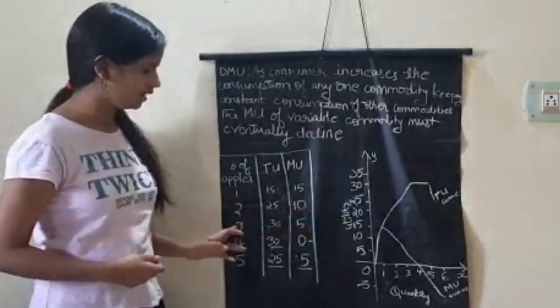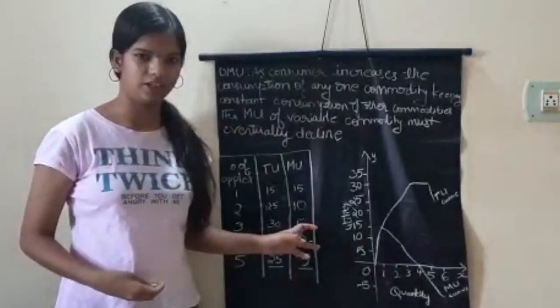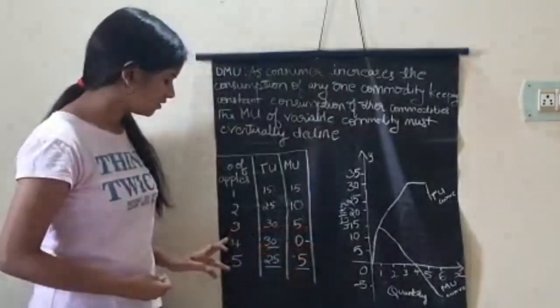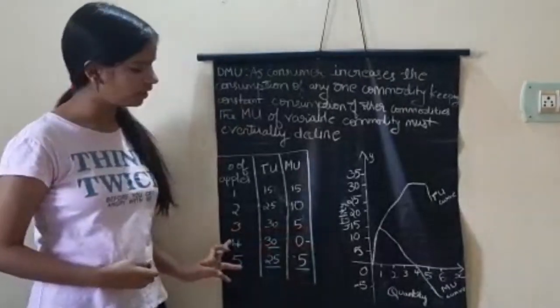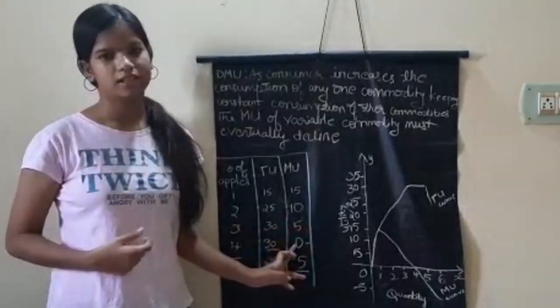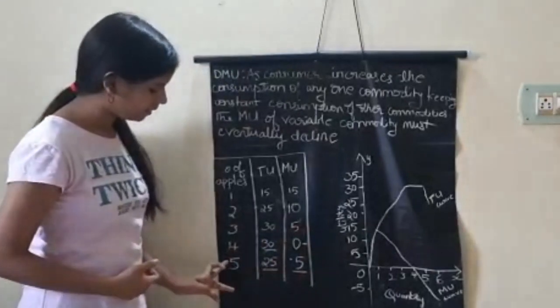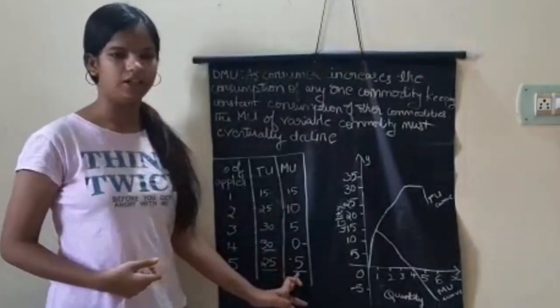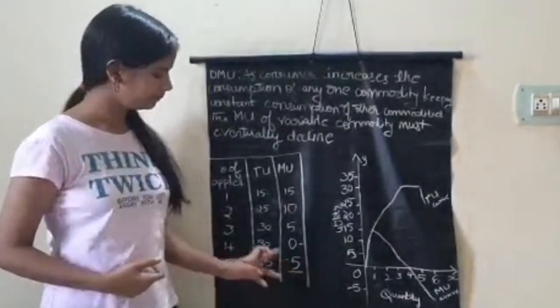And the third apple will give her much lesser marginal utility of 5 units. And if she continues to take the fourth apple, her marginal utility will be 0 units. And the fifth apple will give her negative marginal utility of minus 5 units.